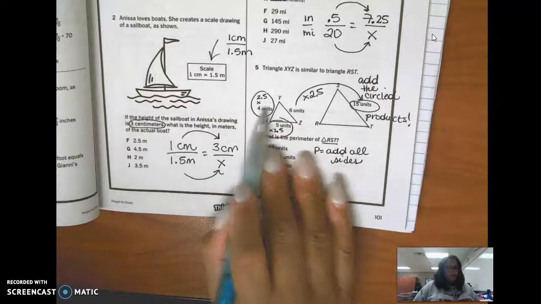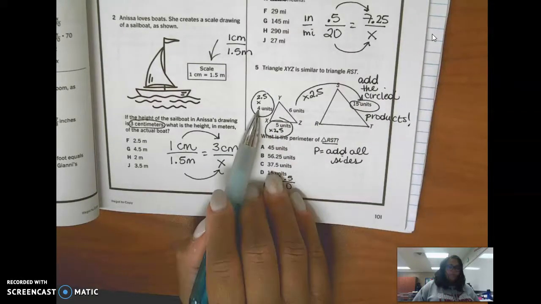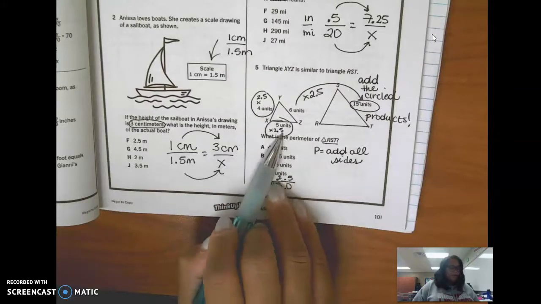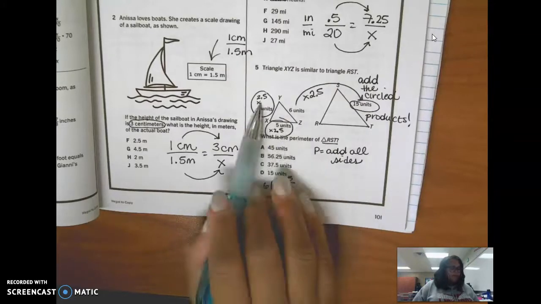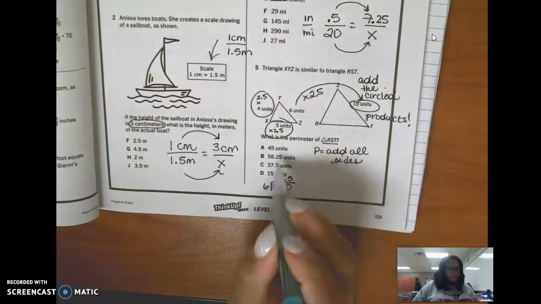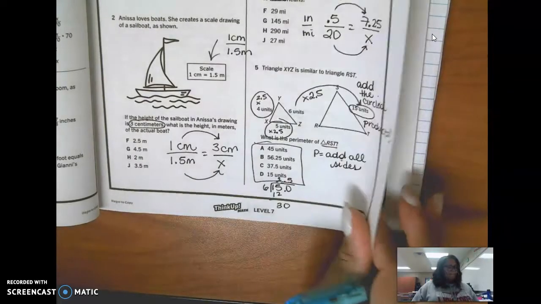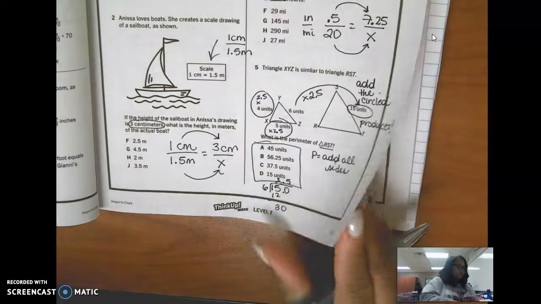Okay, I've already done 6 times 2.5 and gotten 15. Now I need to do 4 times 2.5 and 5 times 2.5 and then add those two answers to 15. Then I will get my answer, which is somewhere down here. All right, page 102.